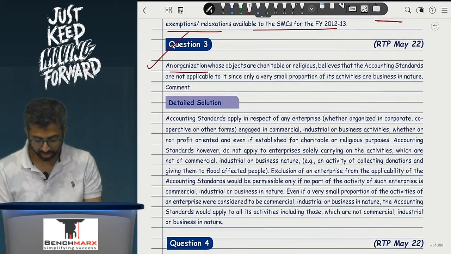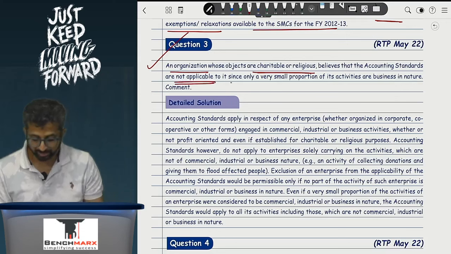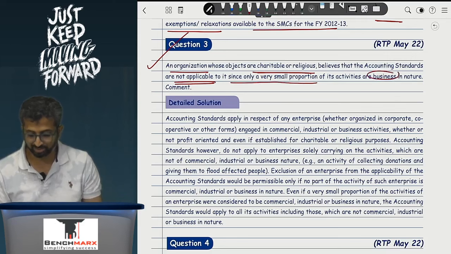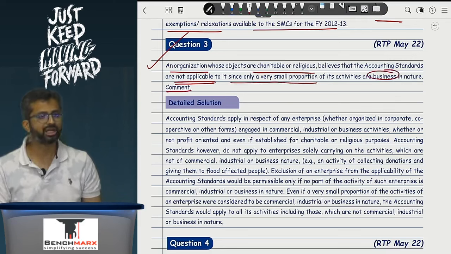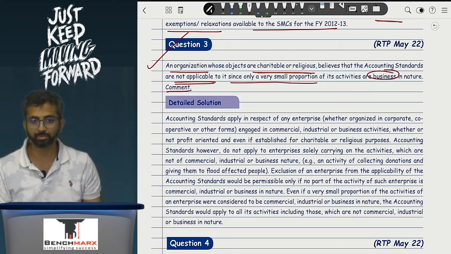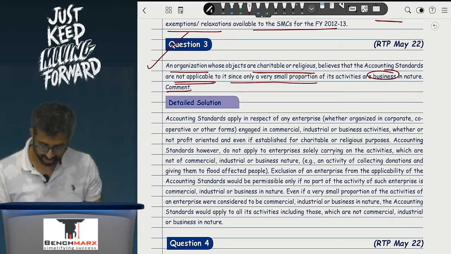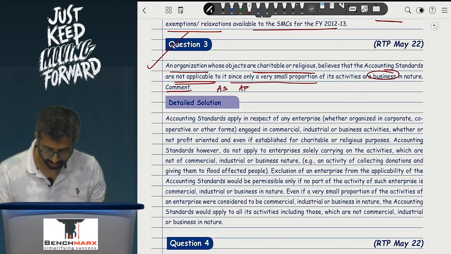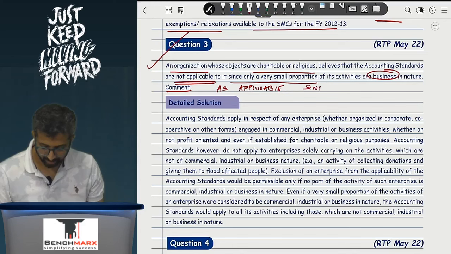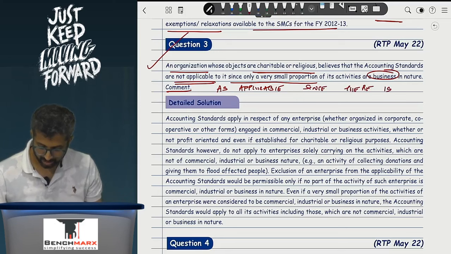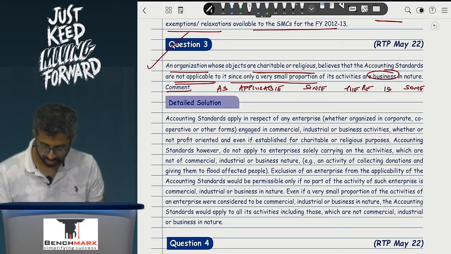An organization whose objects are charitable or religious, like ISKCON, believes that accounting standards are not applicable since only a small proportion of its activities are business in nature. Comment. Will AS be applicable? Yes or no? Yes. AS applicable, since there is some business.